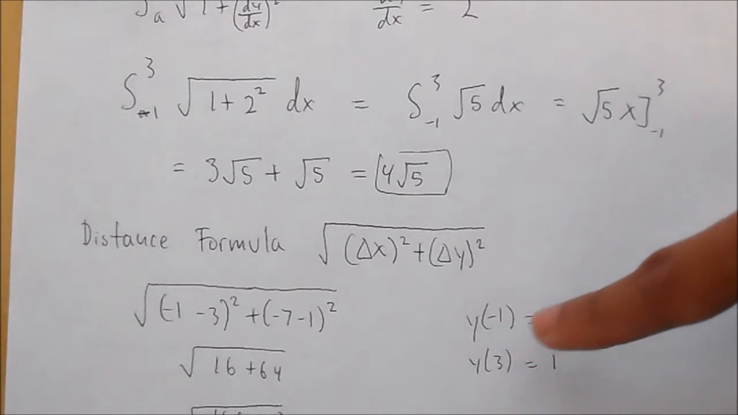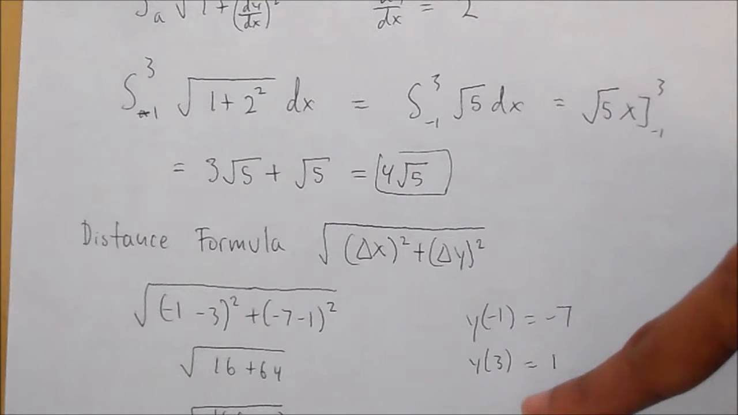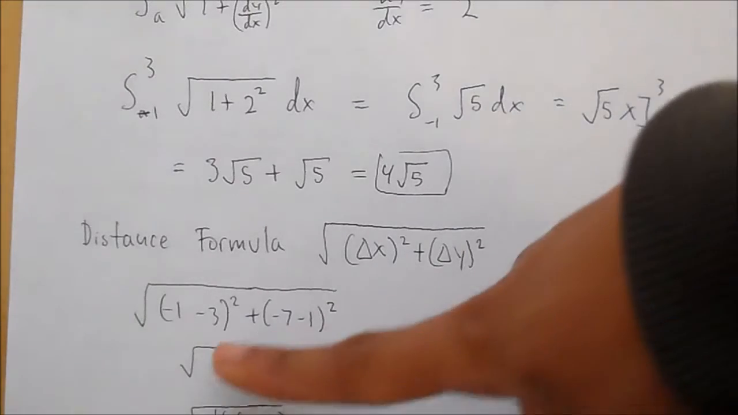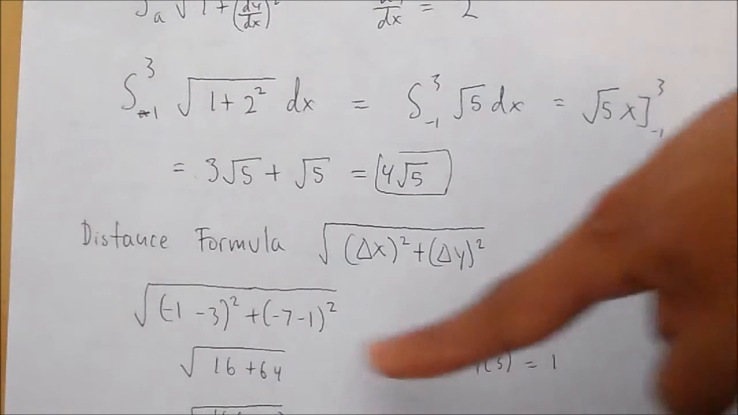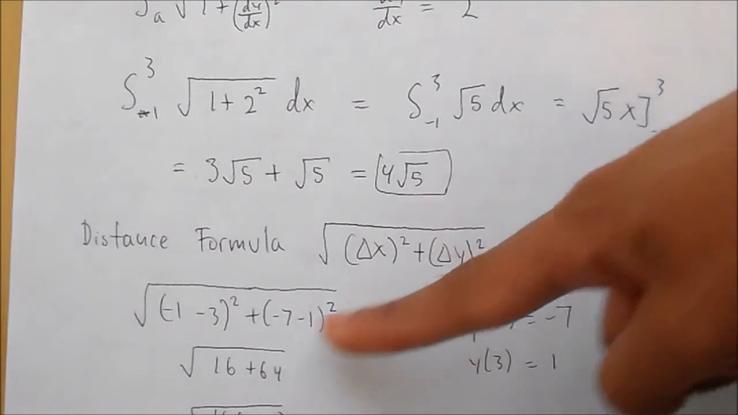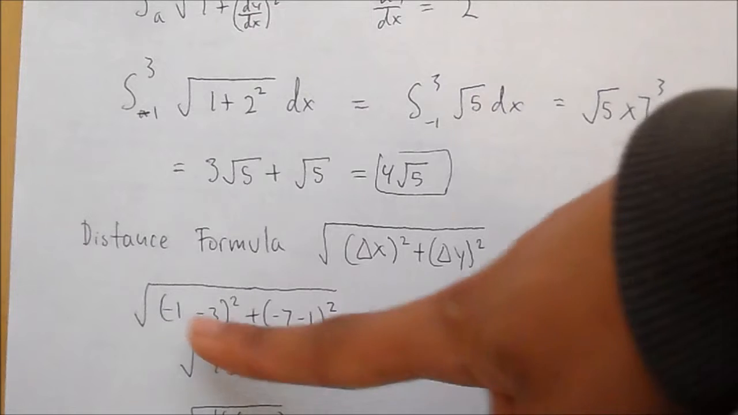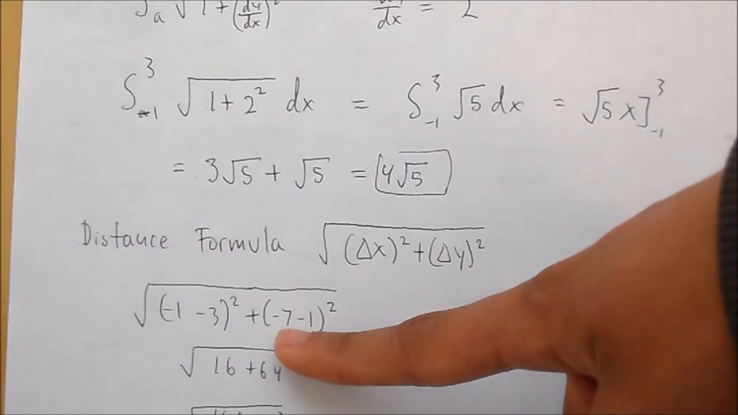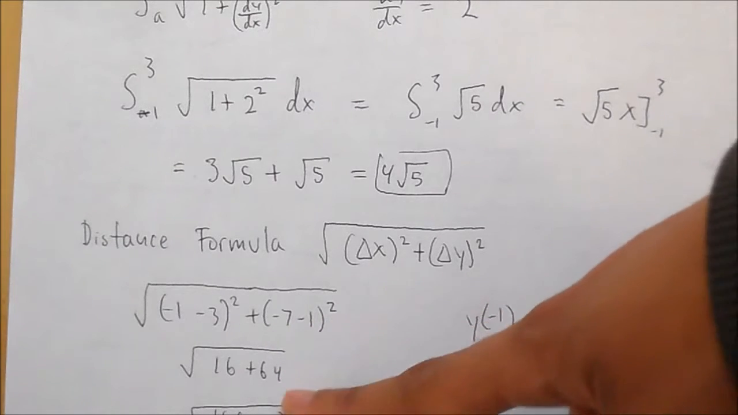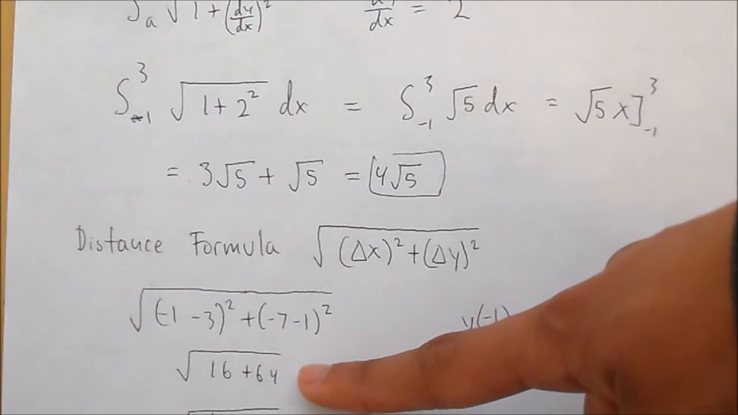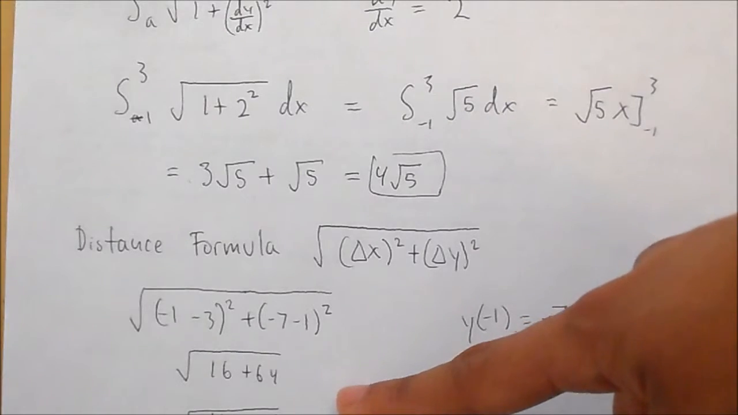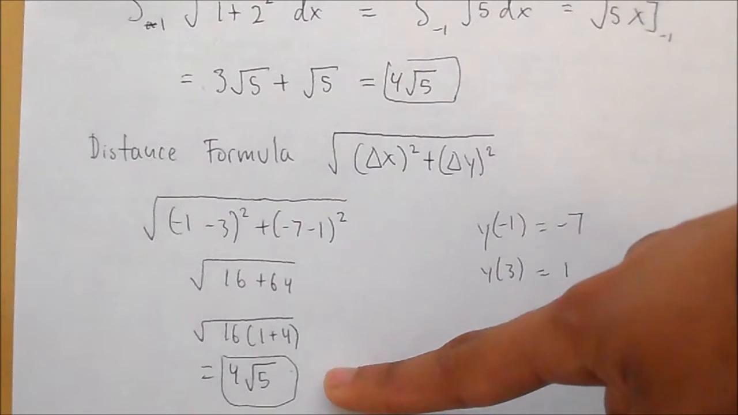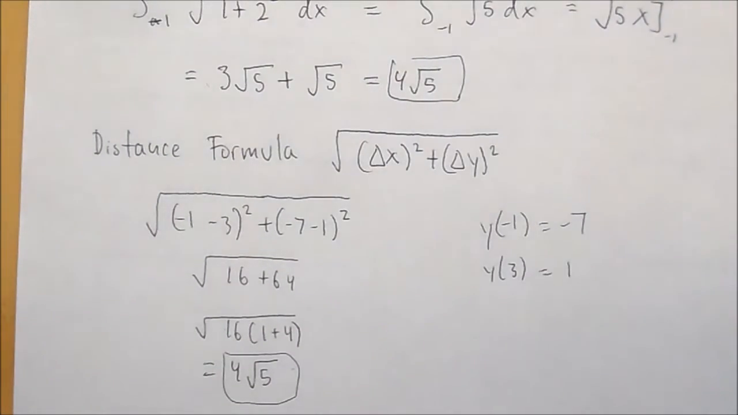So when x is -1, y is -7. When x is 3, y is 1. All right, so you plug in your -1 here, and then your 3 here. So it's delta x, -1 minus 3, squared, plus delta y squared, -7 minus 1, squared. You're left with this, 16 plus 64, square root. What I did from there was I factored out the 16 and then bam, it's really quick, really easy.